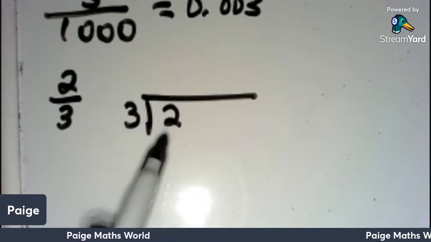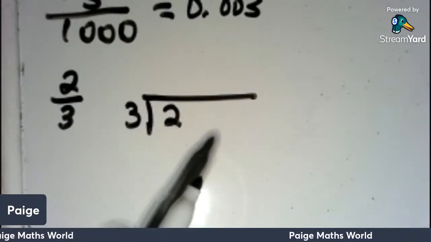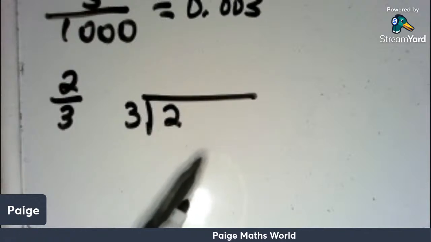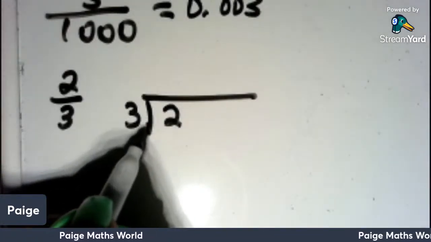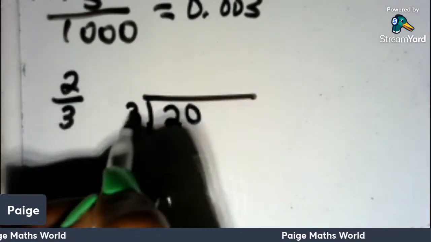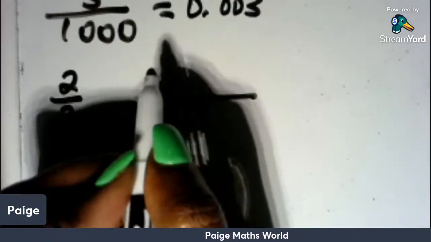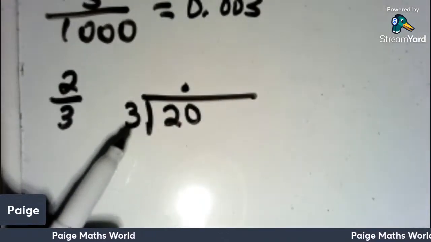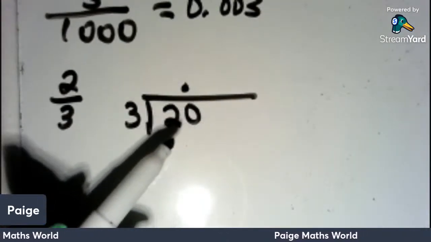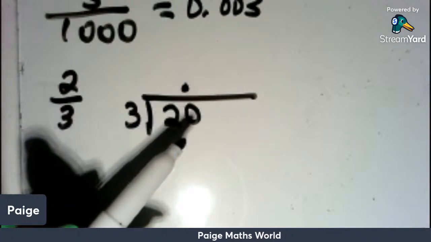Raymond, can we get 3 from 2? No. So we can't get it from 2. So we have to put a 0. We have to add a 0. And then we're going to put a decimal point. Right? So once we can get 3 from 2, we have our 3 from whatever number. You put a decimal point, you add a 0.